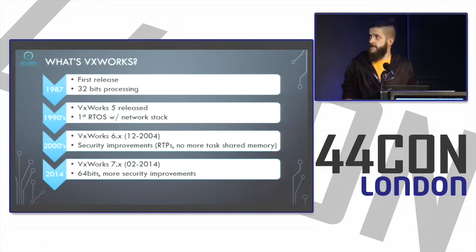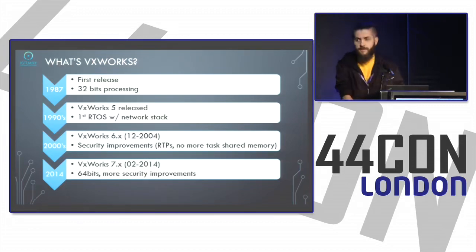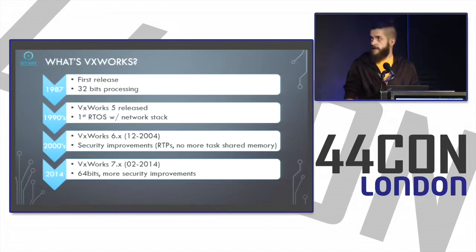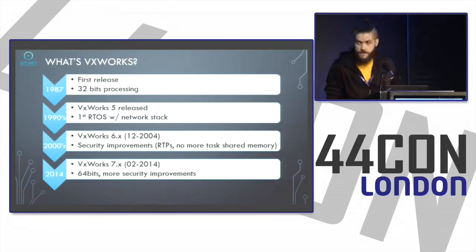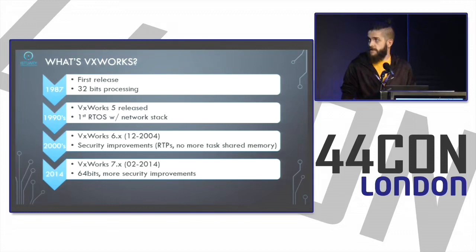It was first released in 1987 with nothing fancy, just 32-bit processing. Then in the 90s, VxWorks 5 was released, and it was the first real-time OS with a network stack. At this time, no specific security features were implemented inside VxWorks. Then VxWorks 6 was released in December 2004.